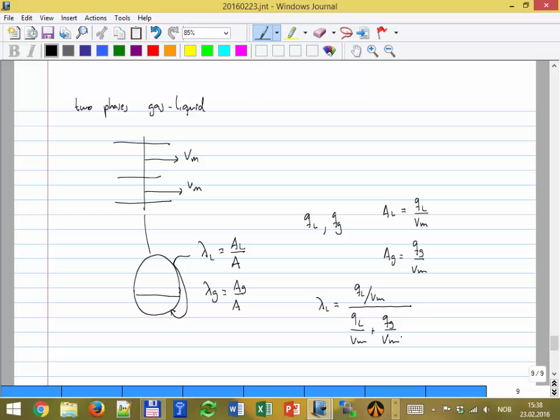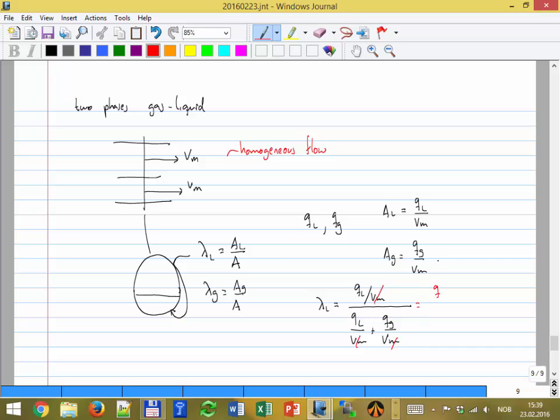Do you agree, all of you? So now I can clear a common factor on all of them, and I realize that really the way the phases distribute, if the velocity is the same, that means these are conditions of homogeneous flow. That's what is called homogeneous flow. The two phases move at the same speed, which is not often, but sometimes happens.